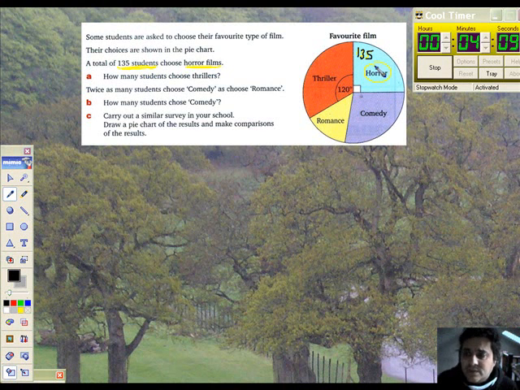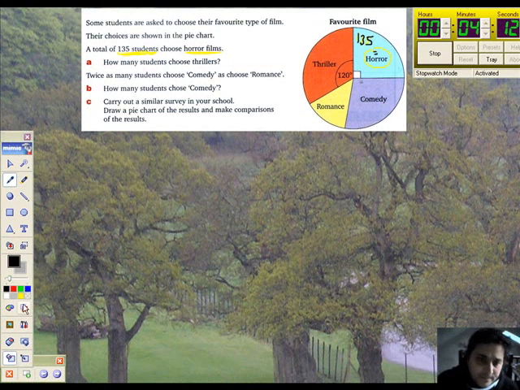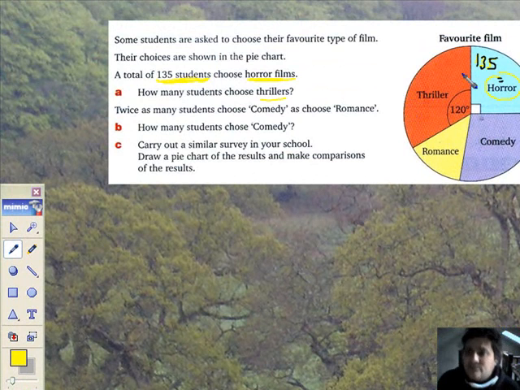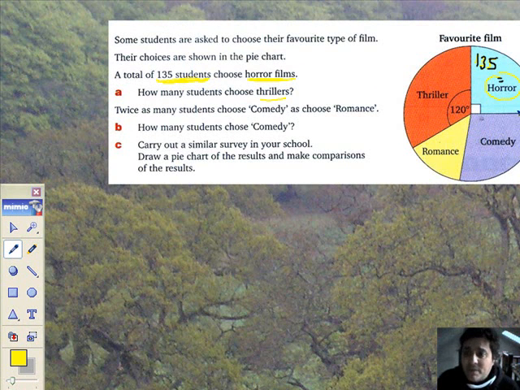135 students equals horror. Let's hope they recovered well. How many students chose thriller? Now, look, thrillers, difficult. We can't go to that straight away and use the 120 degrees. If we know the whole number of students that's expressed in the whole pie and represented by the whole pie, then we can work out 120 degrees worth of thriller students. So let's underline the thrillers and we'll do some maths now.